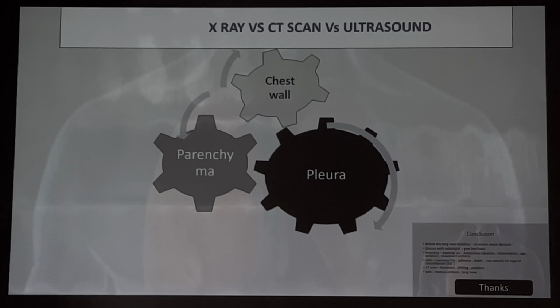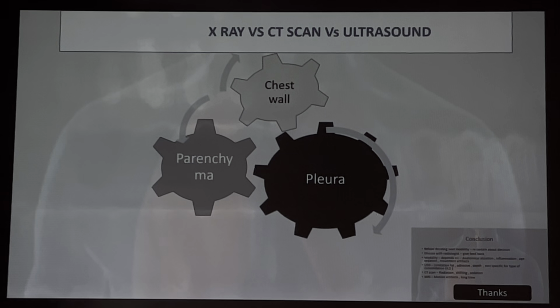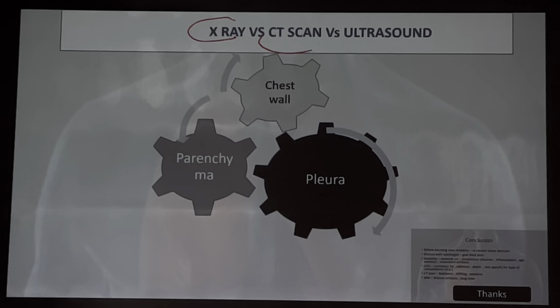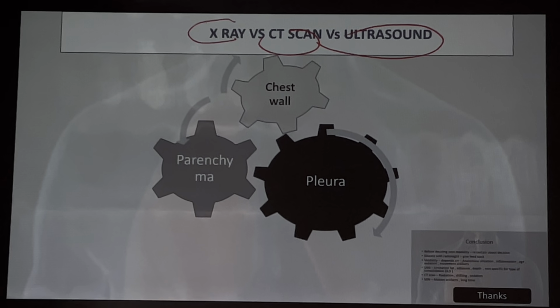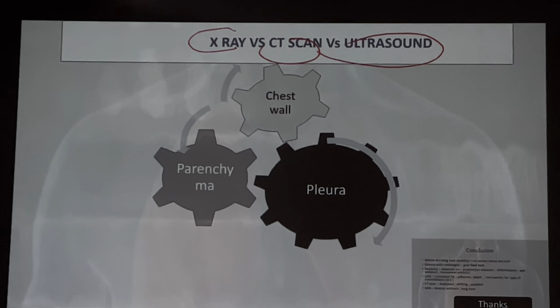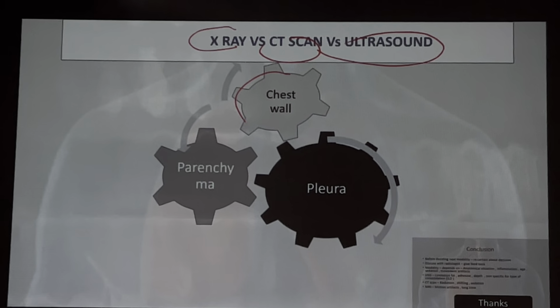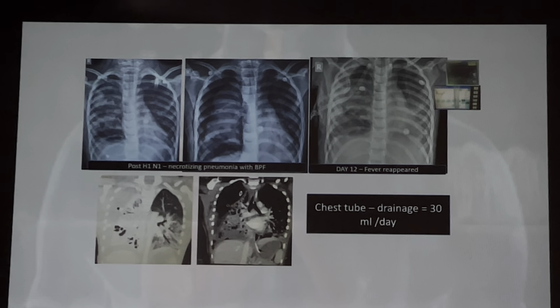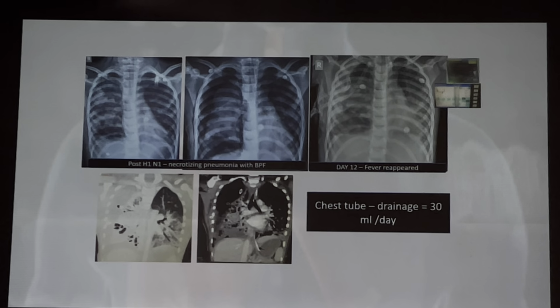Last modality, which I have already given you a glimpse of, is ultrasonography. So when we talk about chest X-ray, CT scan and ultrasonography, you cannot say which modality is better. You have to look at your patient, what the requirement of that patient is, okay? So what we need to see is, is it a chest wall, is it a parenchyma, is it a pleura, which part of lung or mediastinum I want to do. I am going to present the last case.